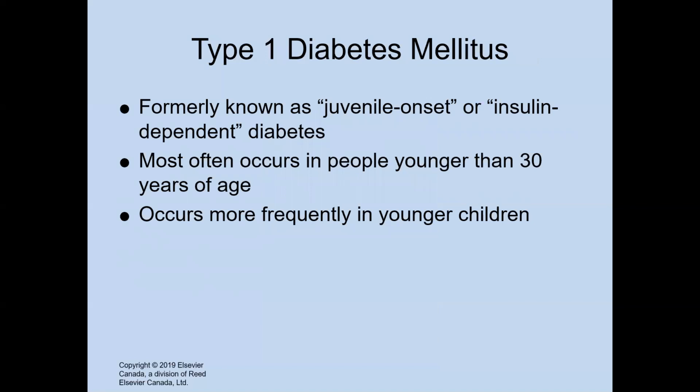Now, we used to call type 1 diabetes juvenile onset or insulin-dependent diabetes, and that was because of the age of onset, and we've now moved to type 1 and type 2. Most often still type 1 occurs in people younger than 30, although we now see that type 2 can occur in young children as well. Type 1, though, does occur more frequently in young children.